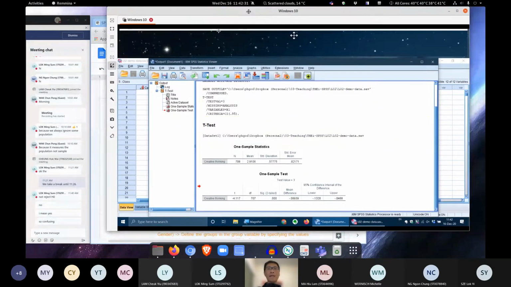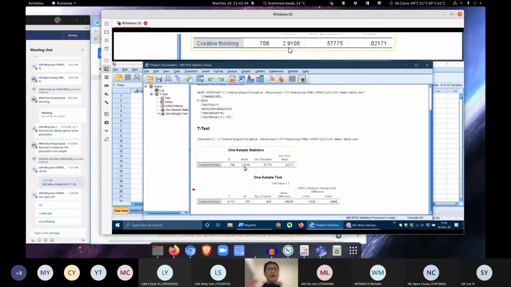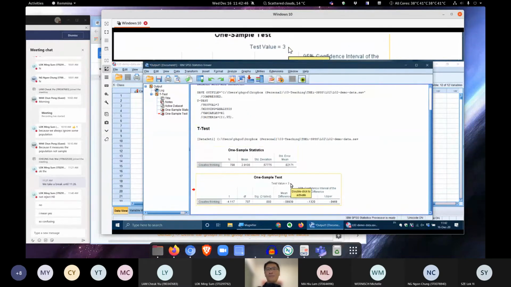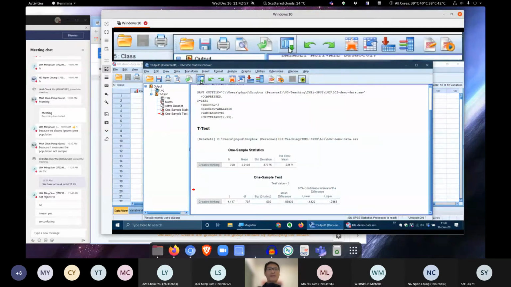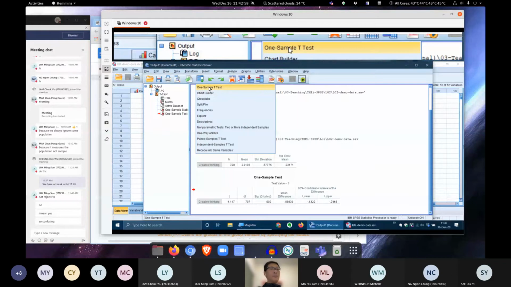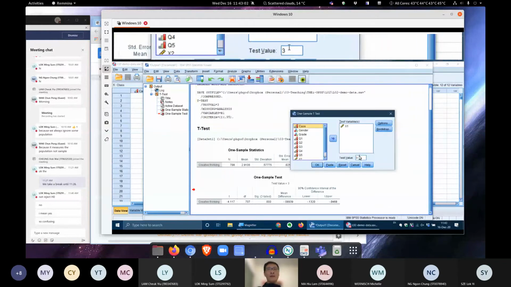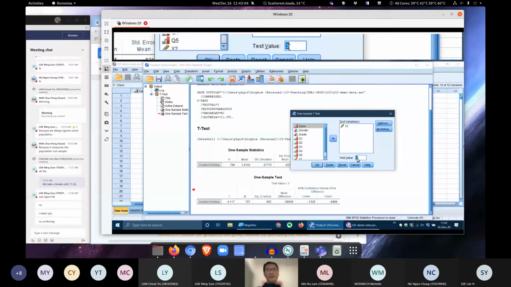So let's say the sample mean is 2.9106. What if we test another value which is closer to the sample mean? Now let's say instead of 3, we want to know if the population mean is equal to 2.91. So 2.91 in this case is closer to the sample mean that we get. Now to do that, we go to the one sample t-test again. And this time, we change the test value to 2.91.